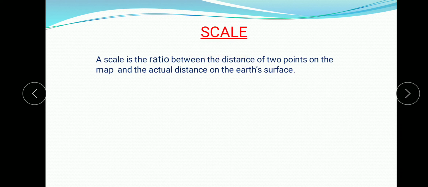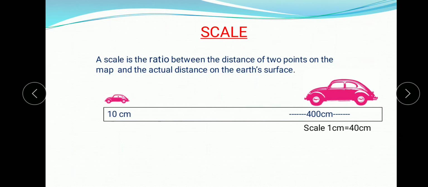Scale. A scale is the ratio between the distance of 2 points on the map and the actual distance on the Earth's surface. For example, a toy car is 10 cm long and the real car on which it is based is 400 cm long.